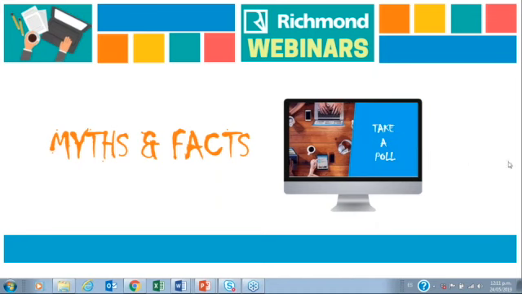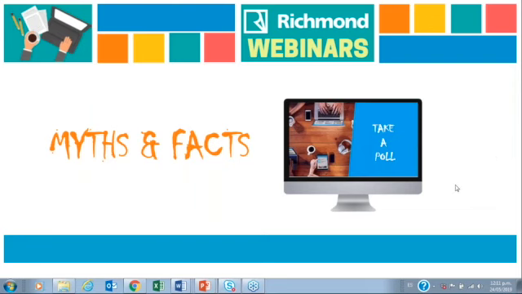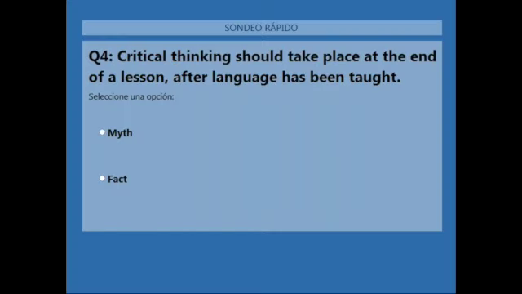Okay, let me show you one more. And it says, critical thinking should take place at the end of a lesson after language has been taught. Is it a myth or a fact? When do you do critical thinking? Like, you do it after language has been taught, let's say in the presentation of your class, after those first 10, 15, 20 minutes, don't know. Okay.